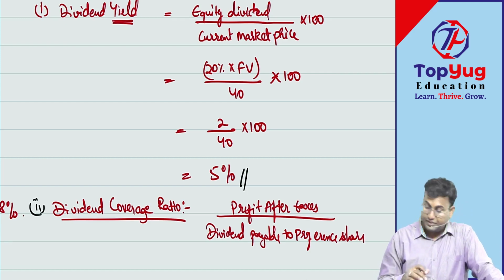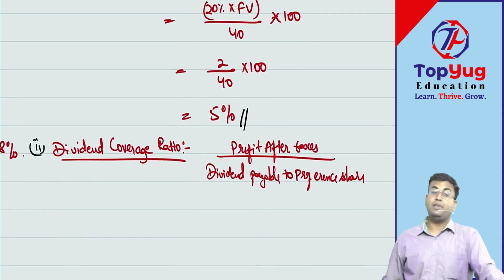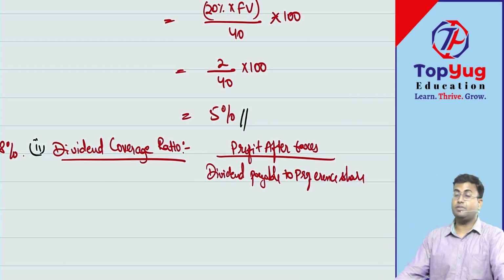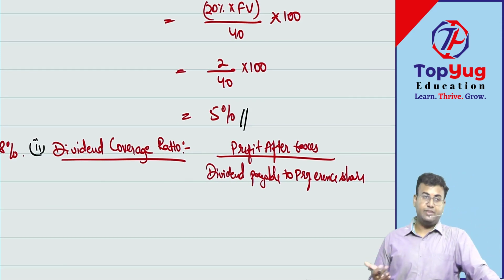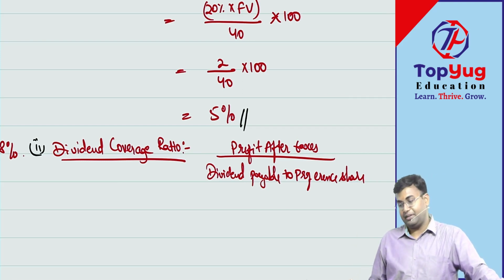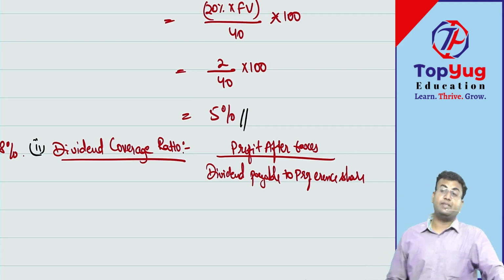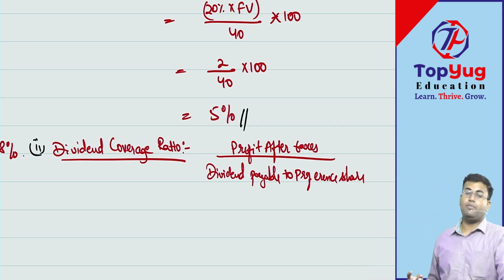Are preference shares given separately? Yes. Who has a preference over dividend, preference shares or equity shares? So let me first find out preference shares coverage and then I will find out equity shares coverage separately. Right? Now, first of all, what is the meaning of coverage?